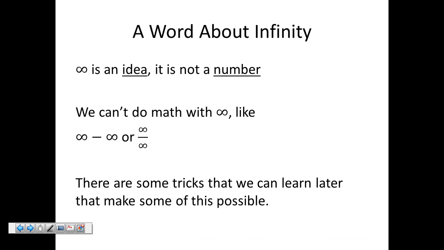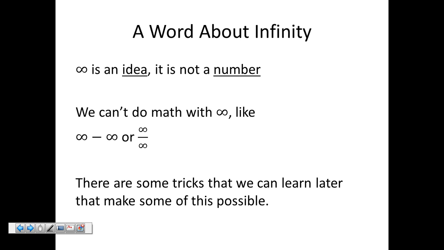Now let's start off with a word about infinity. Infinity is an idea. Don't think of it as a number. Because it's not really a number, it gets a little bit tricky when we try to do some math with it. Specifically, when we try to go infinity minus infinity, well, is that 0? Is that 1? Is that infinity? We don't know. Or what if we took infinity and we divided by infinity? Again, is that 1? Is it 2? It kind of depends. Which infinity is bigger? I know that sounds funny, but really that's the ultimate question.